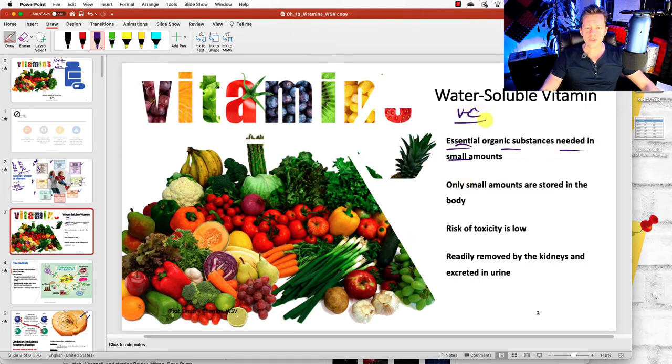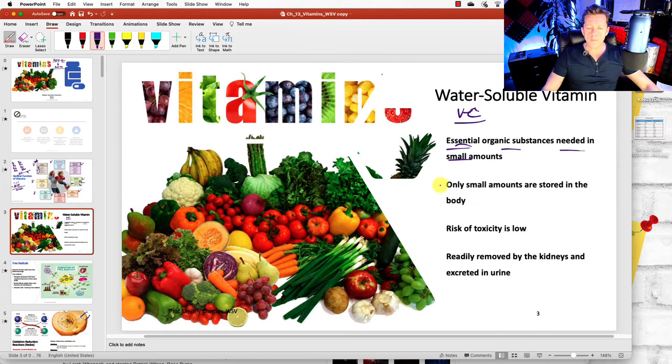Vitamin C is water-soluble. It is a very important antioxidant, and not only an antioxidant: it participates in other very important reactions. We're going to look at that at the end. We cannot synthesize it, so we must get it from food. Some animals can synthesize that vitamin, and it protects their cell membranes.